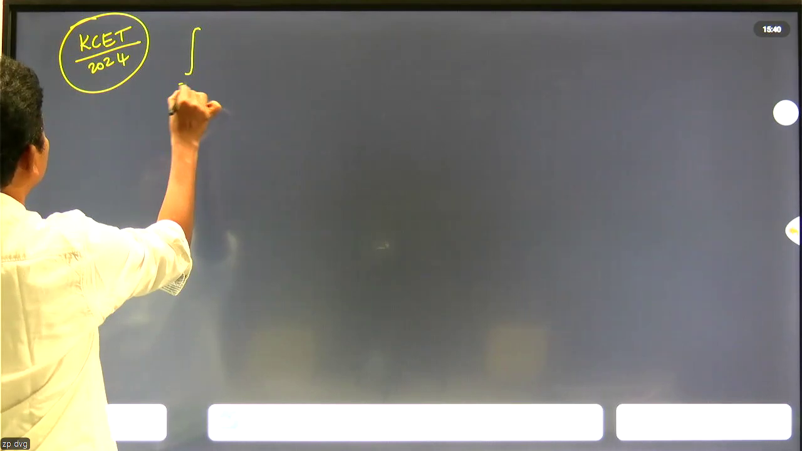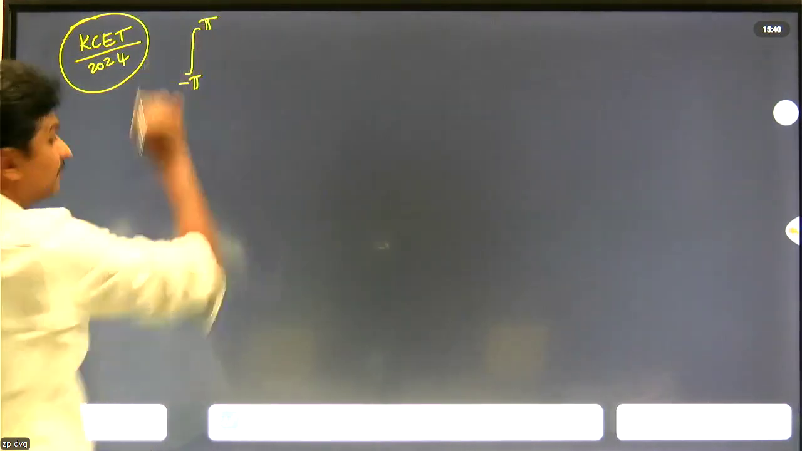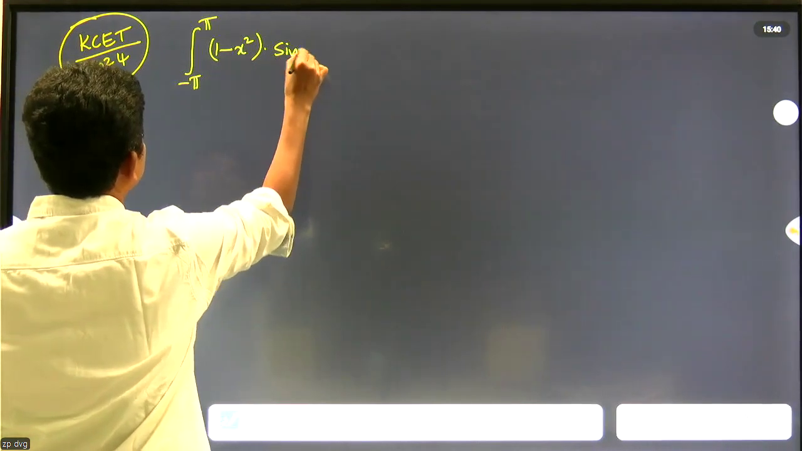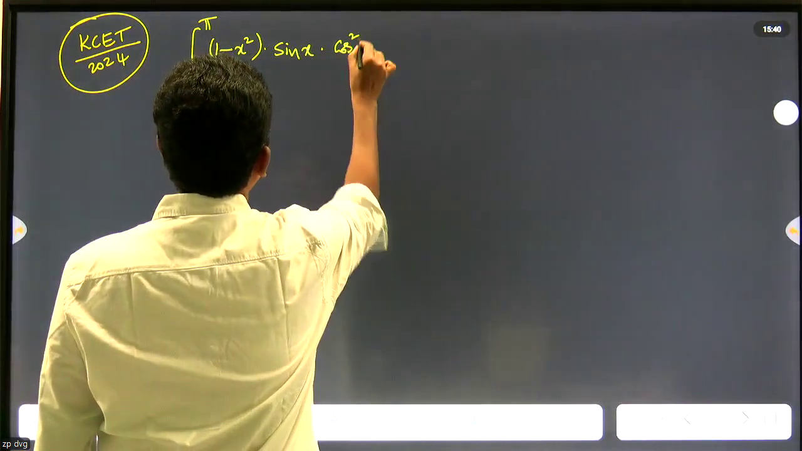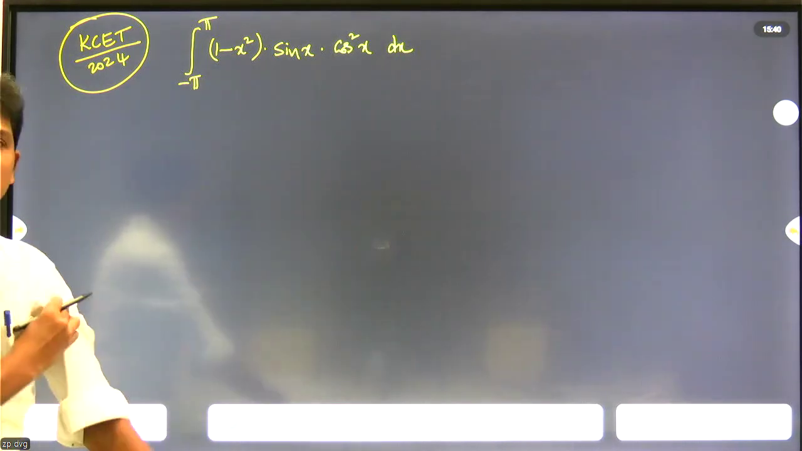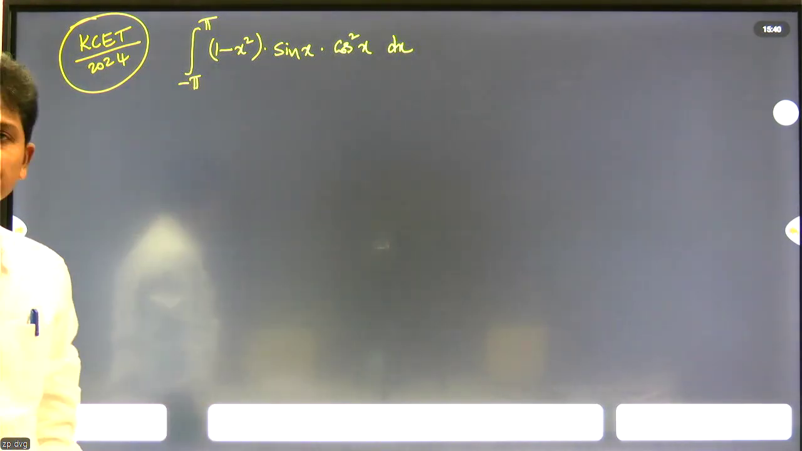Okay, right, good. Now a few questions. This question was given in 2024 KCET. The question is integral from minus pi to pi of (1 minus x square) into sin x into cos square x dx. This is the 2024 question. Very easy question actually. Are you getting any idea by seeing this?